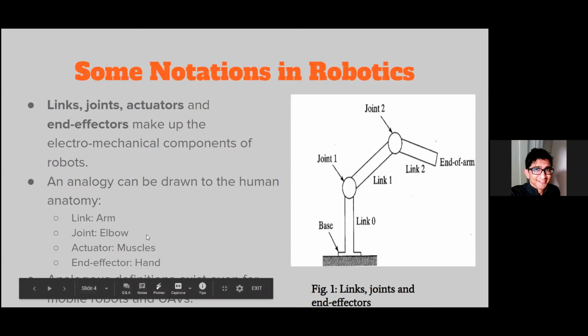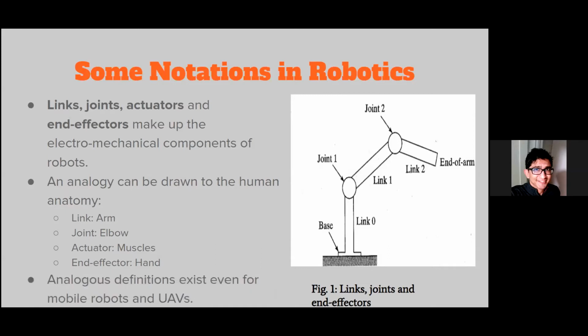It's also important to note that these definitions don't just hold for an industrial armed robot. They also exist for mobile robots and UAVs, etc., although things will obviously look different.